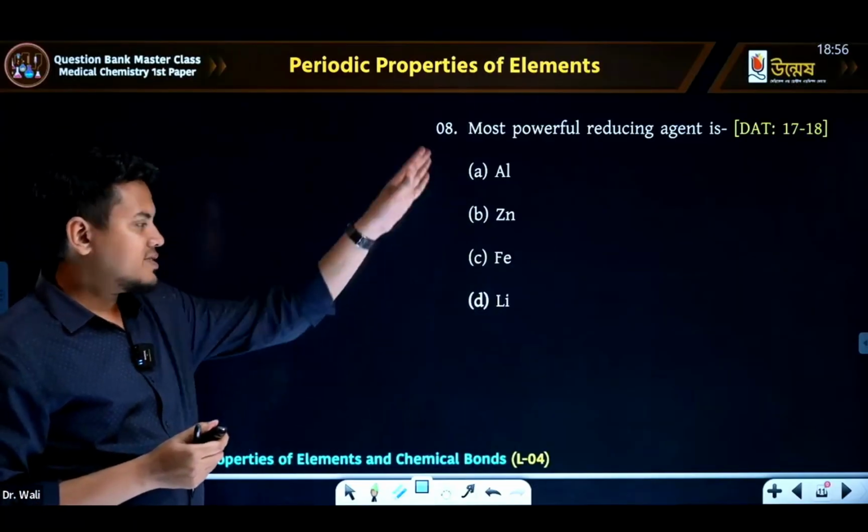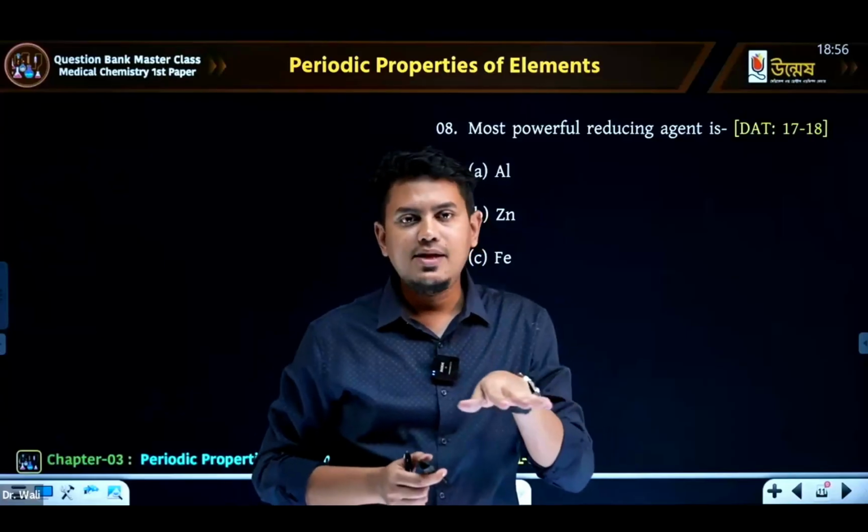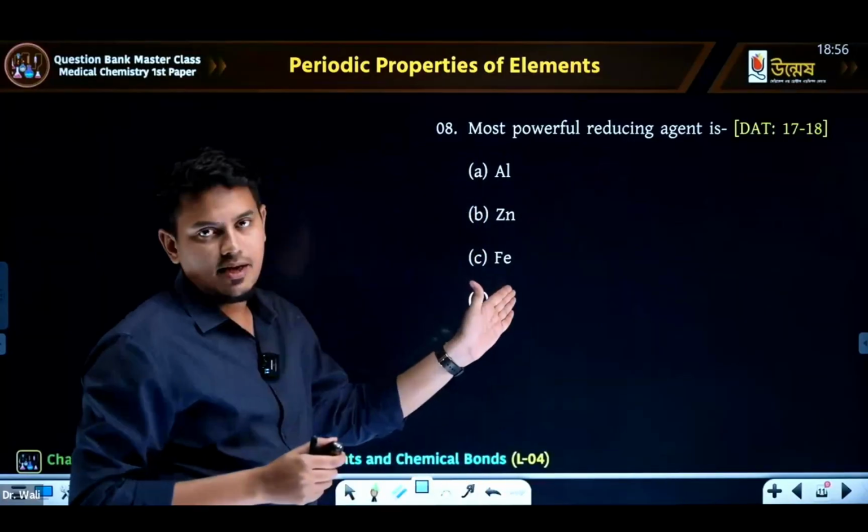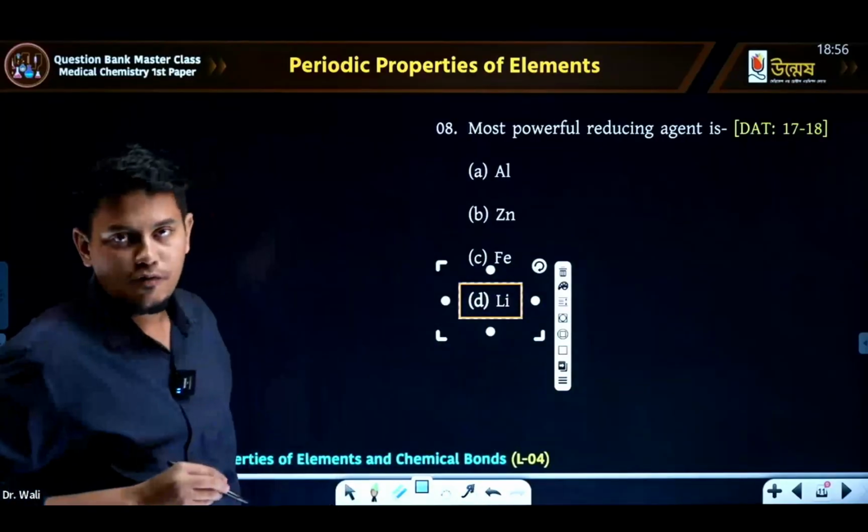Actually, we need to locate, if all the options are placed in a single period, then we have to determine which one is placed at the leftmost group. So in this case, lithium is placed in the leftmost group. So certainly we can say that lithium will be the most powerful reducing agent.